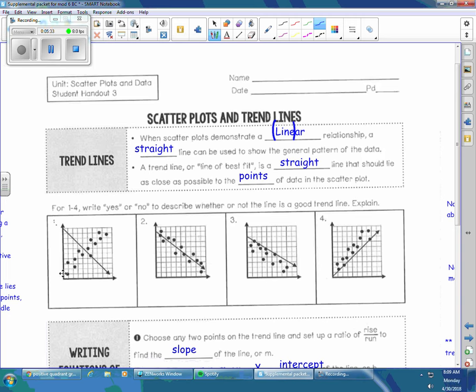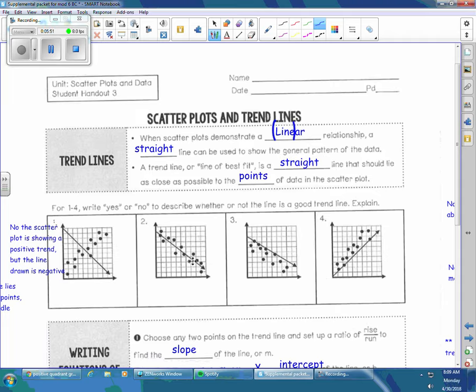Does that represent our data well? I would say no. The scatter plot is showing a positive trend. It's going up and to the right, and this line has a negative slope, so that's not going to work. Looking at number 2, okay, we've got some data that's showing a negative trend.